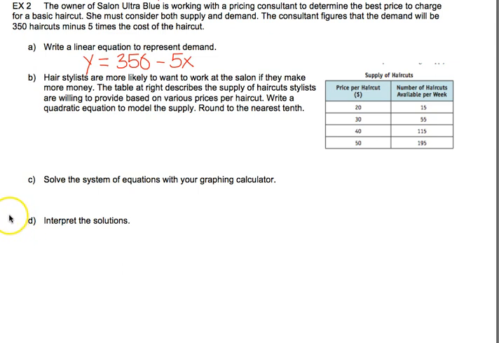B, hairstylists are more likely to want to work at the salon if they make more money. The table at right describes the supply of haircuts stylists are willing to provide based on various prices per haircut. Write a quadratic equation to model the supply, round to the nearest tenth. This right here is the key that tells you I should use my graphing calculator because it tells you to round. So we're actually going to do the exact same thing that we did in the regression lesson. We are going to enter this data and run a quadratic regression on it.